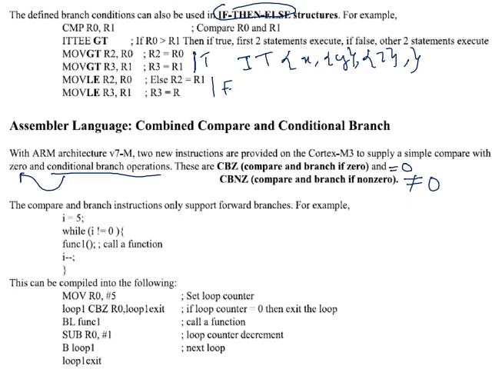For example, what they have taken is the I value given as 5, while I is not equal to 0. What it should execute is function 1. And after every execution, I must be decremented until it reaches this particular value.